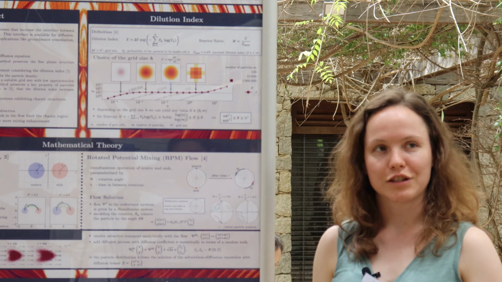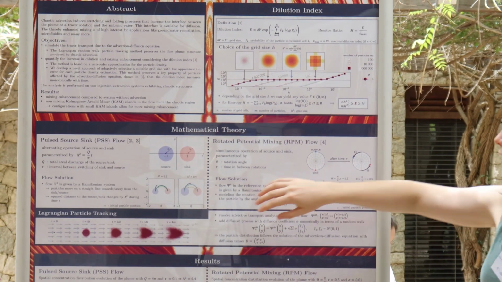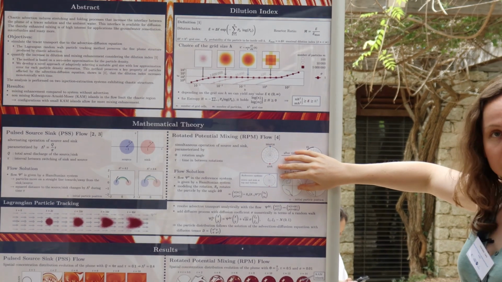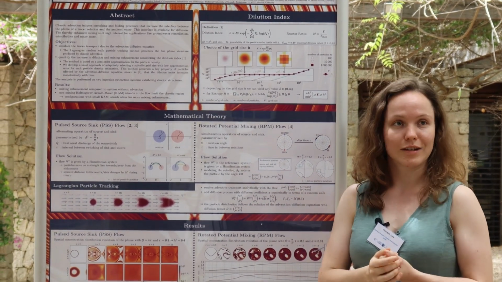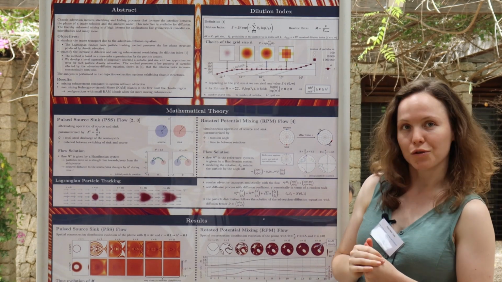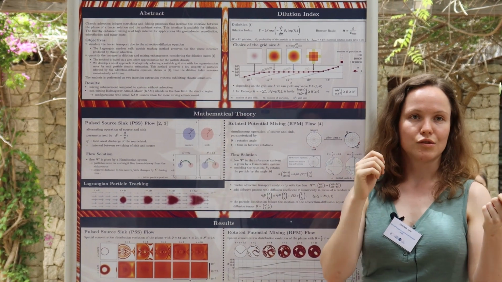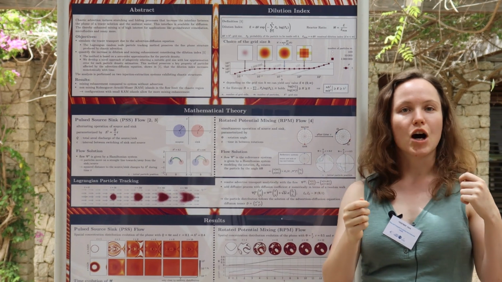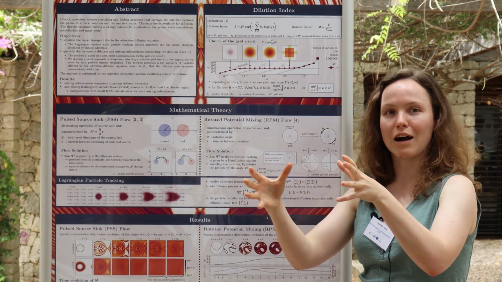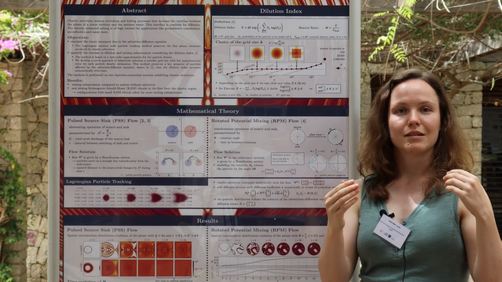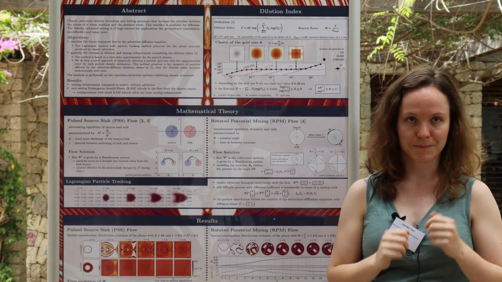So we apply this measure to our two chaotic systems, the pulse source sink system here and the rotated potential mixing flow. We introduce the chaos by adding some source and sink structure. I will be very short here. For the pulse source sink system, we have one sink and one source, and we alternately operate them. We push in particles by the source and then we pull out particles by the sink. But sink and source are not turned on at the same time, so it's only either source or sink.